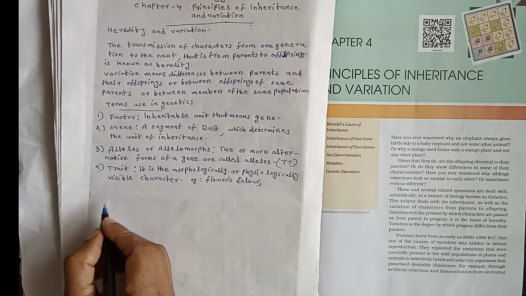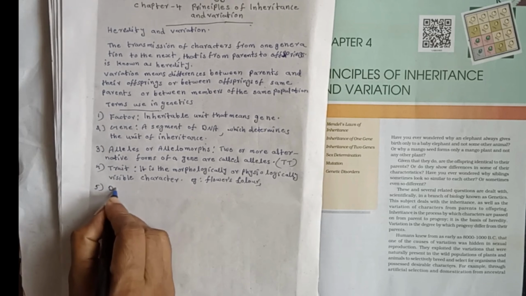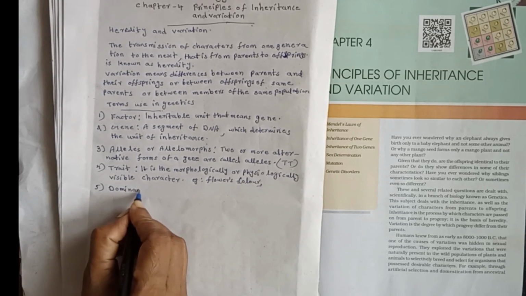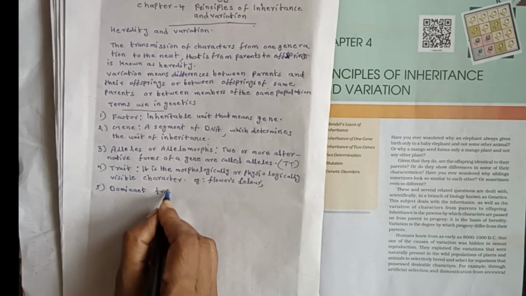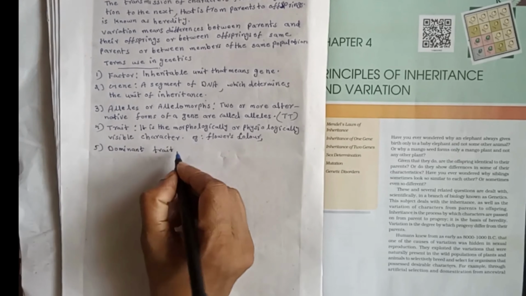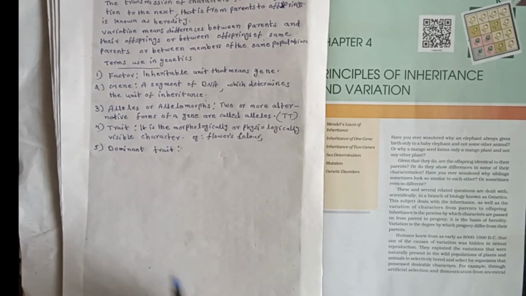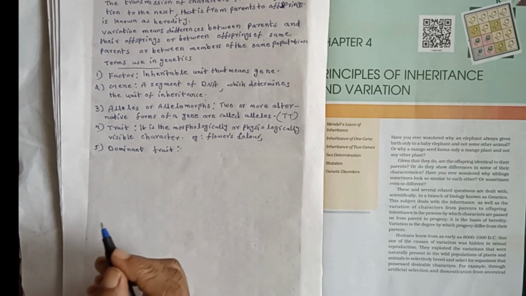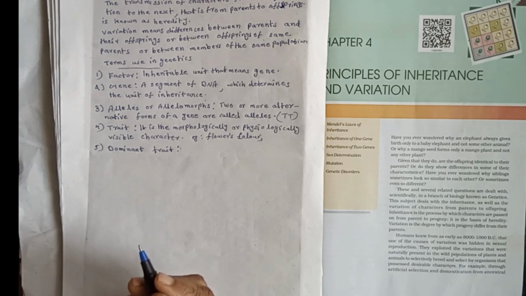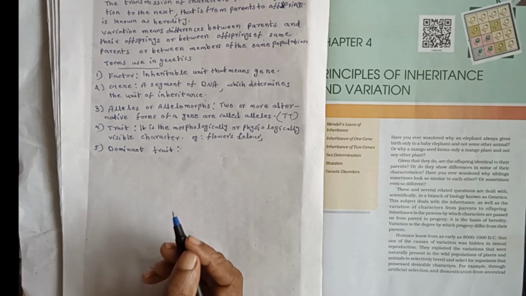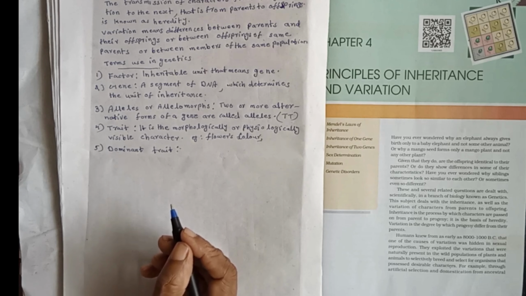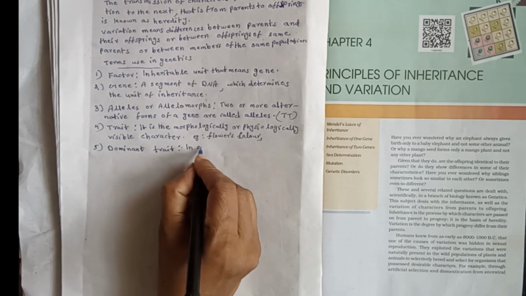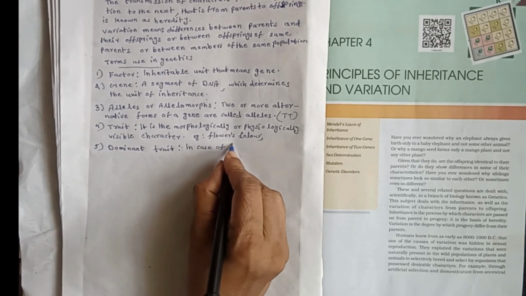Next, dominant trait. Out of the two alleles or allelomorphs of the trait, the one which expresses itself in the heterozygous organism, that is the F1 hybrid, is called the dominant trait, in case of heterozygous condition.